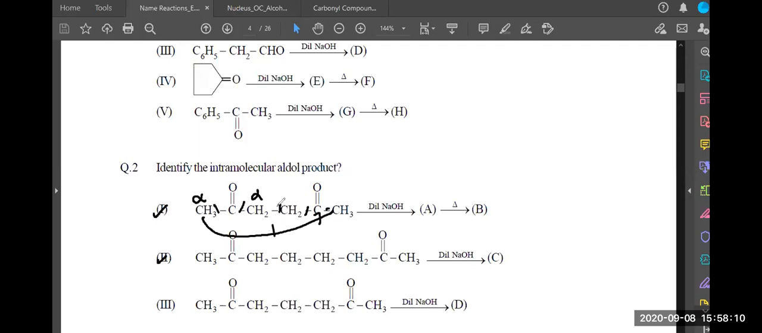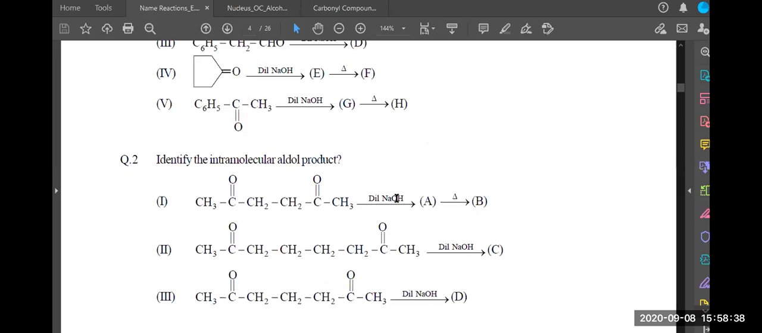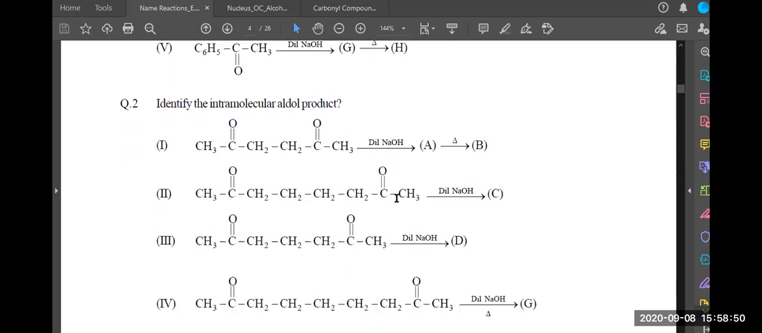But if you do the same in this one, we'll have 1, 2, 3, 4, 5, 6, 7. And if you attack this one, then we'll have 5. So obviously 5 would be preferred over 7. So ring size will be one of the factors. I hope all of you got this. Yes or no?